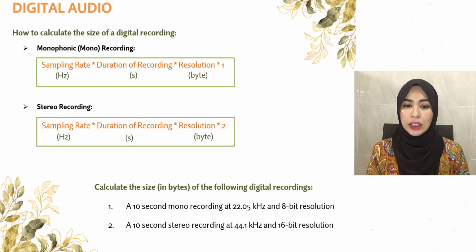So this is how we calculate the size of a digital recording. If you have a mono recording, the formula is sampling rate times the duration of recording times resolution times 1, because with mono recording there's only one type of sound produced. Whereas for a stereo recording, it is the same formula, sampling rate times duration of recording times resolution, but you times it by 2, because there will be 2 different audio channels. So let's try to calculate the size of the following digital recordings. I'll show you how.